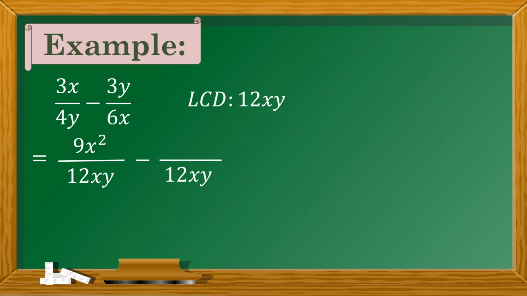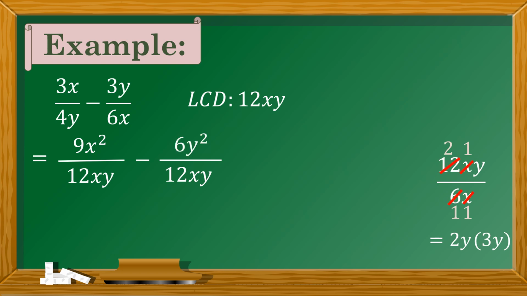Then now let's find the numerator of the second expression. Again, we divide the LCD 12xy by the denominator of the second expression, which is 6x. So dividing, that will be 2. Dividing x by x is 1. Simplifying the remaining factors, that will be 2y. Then 2y will be multiplied by the numerator of the second expression, which is 3y. So 2y times 3y is 6y squared. That will be the numerator of the second expression.